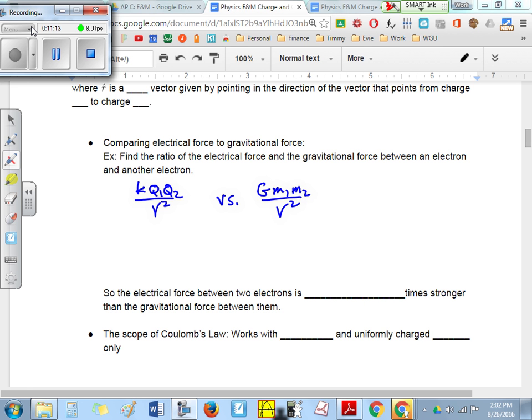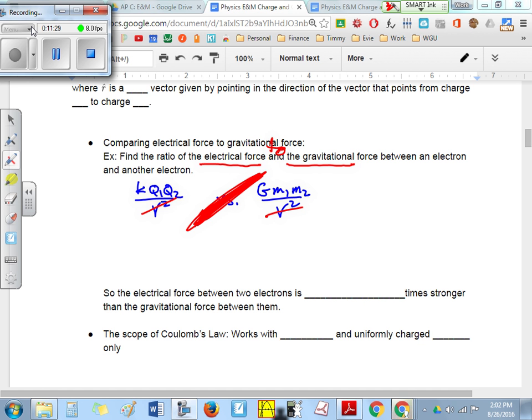We're doing electrical and gravitational. So let's just consider it force of electrical to gravitational. So we'll put the division here. We're going to divide these. So the first thing we notice is that the R squareds cancel out.